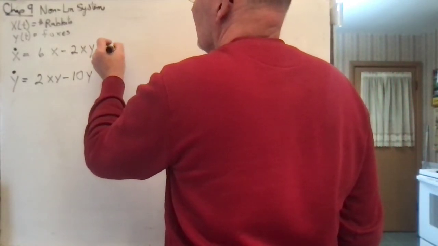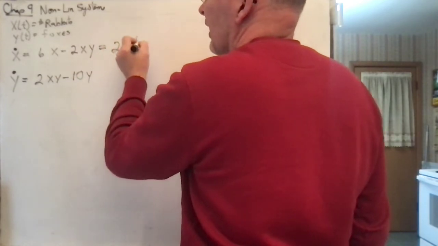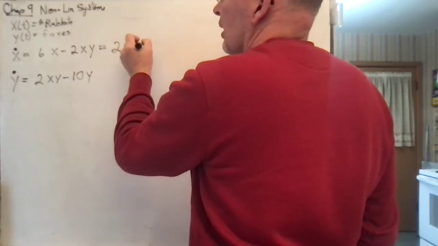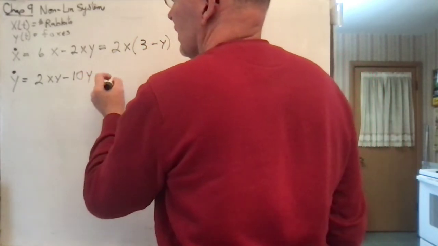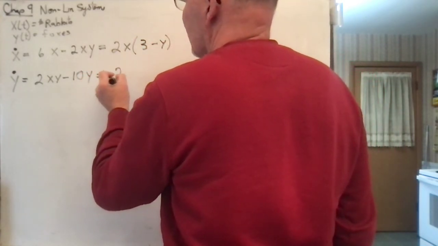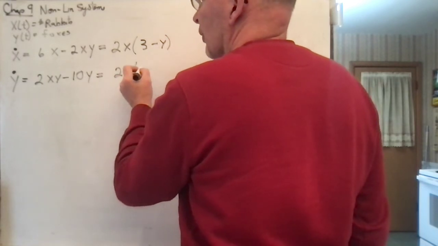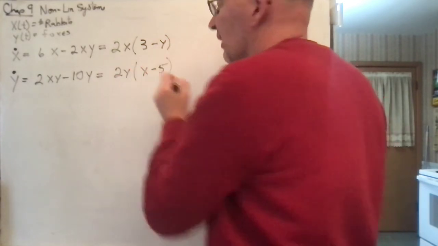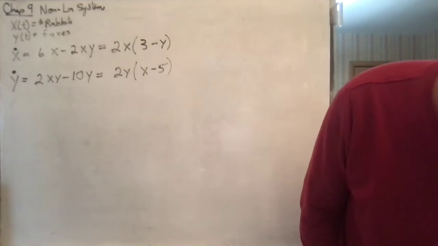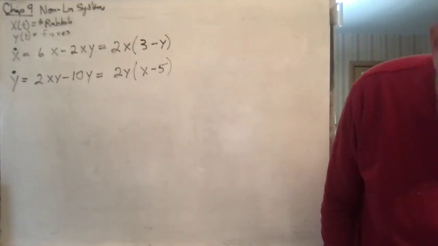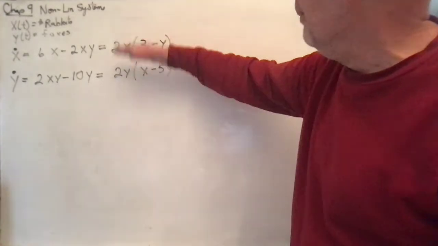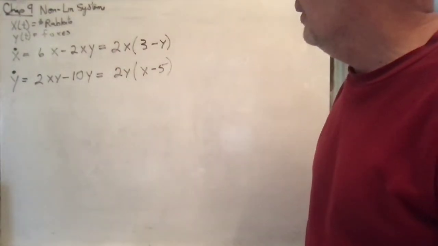go ahead and factor a 2x out of that. You're going to be left with what? 3 minus y. And factor 2y out of here. And you're left with what? X minus 5. Again, it's so easy to make mistakes. Make sure. 2x, 3 minus y. 2y, x minus 5. Yeah, okay, so that makes it pretty easy to find the fixed points there.